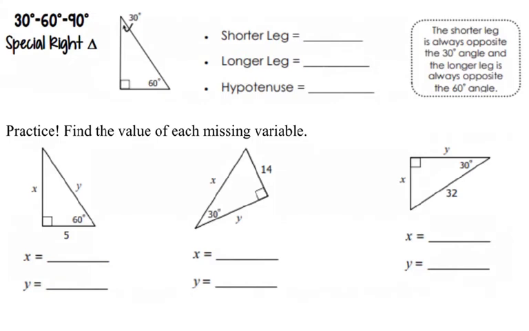Okay, so let's look at a 30, 60, 90 triangle. This one's a little more challenging. The shorter side is always going to be across from the small angle. So we're going to say the shorter leg is x. The longer leg is always across from 60 degrees. So we'll say the longer leg is x times the square root of 3. And the hypotenuse, of course, is across from the right angle, and that one we're going to call 2x.